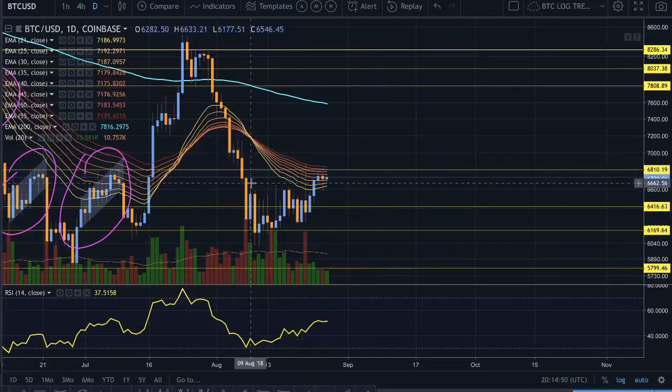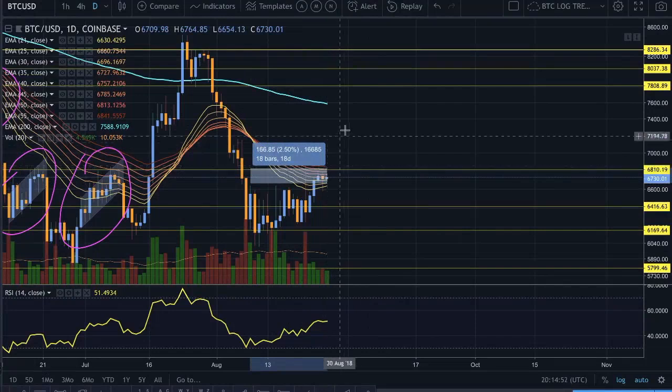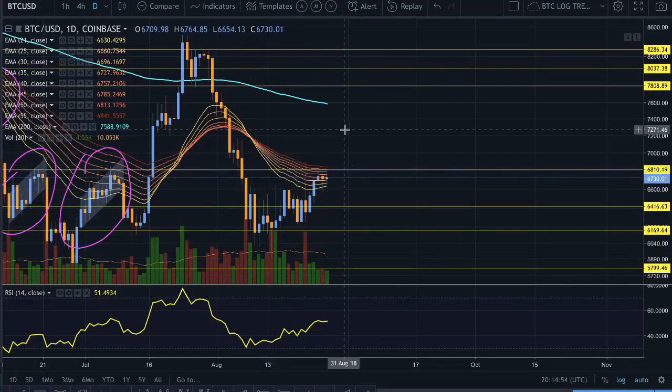Let's actually see how long this has been. I think like 19 days now, 18 days, right? So nearly 3 weeks. We've been in such a small range for such a long time. And so what's happened is we are now hypersensitive to price action in Bitcoin.